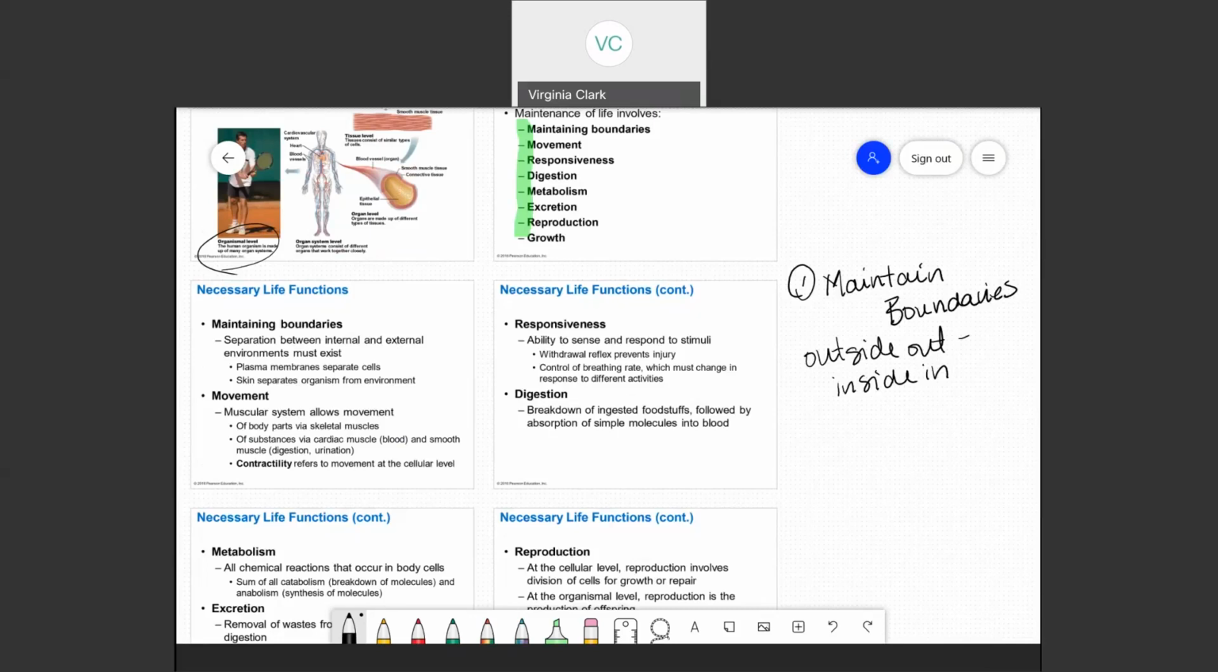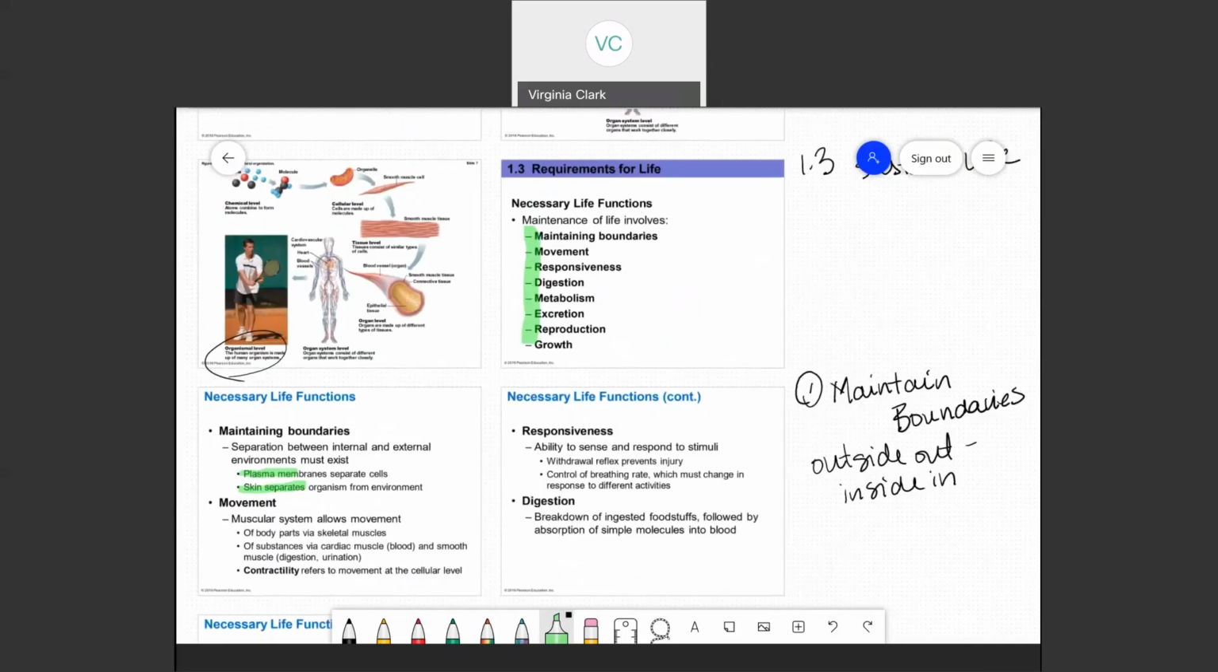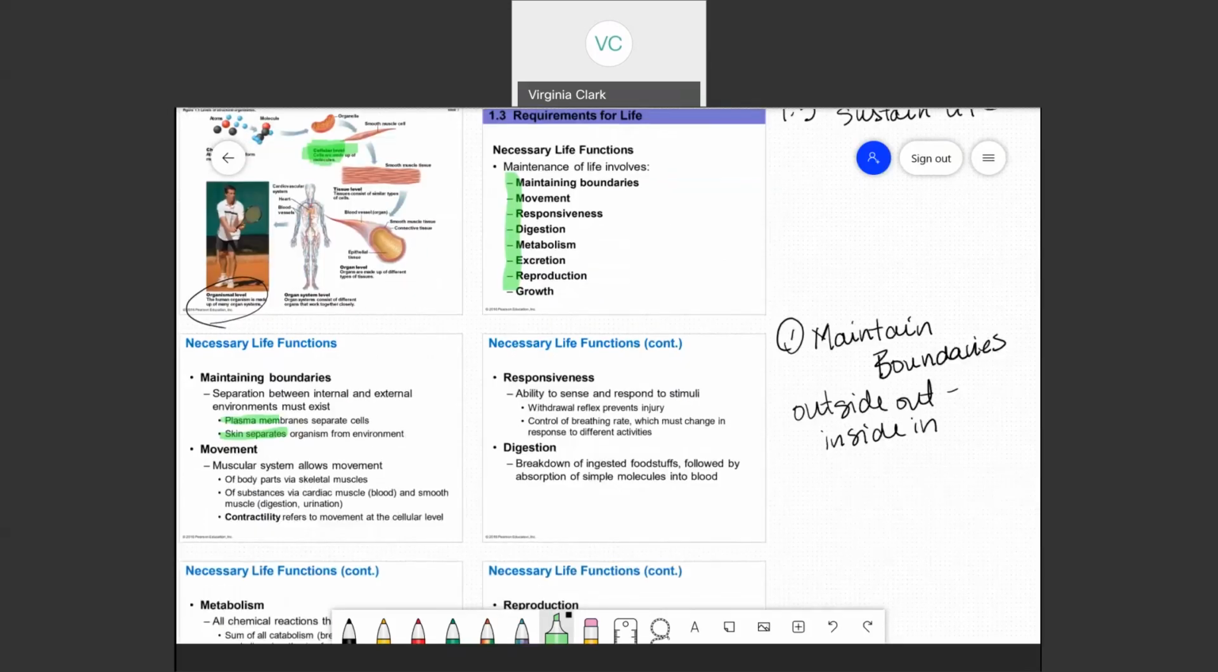But then from a smaller perspective, the skin will do that for us, but every single part of our cell is going to have a boundary as well. So at this lower level, the cellular level, we are still going to have some sort of boundary that keeps the outside out and the inside in. And then we're going to talk about how that works.